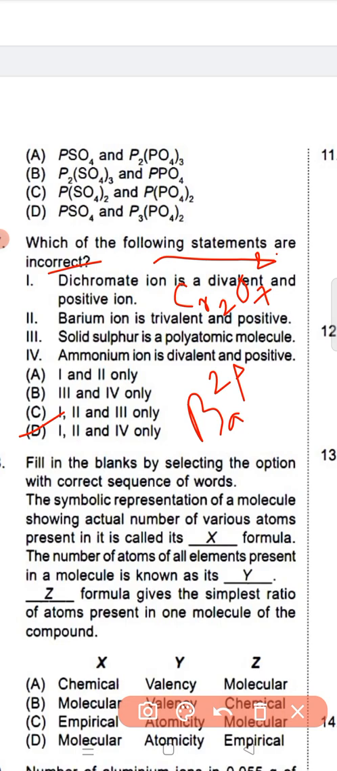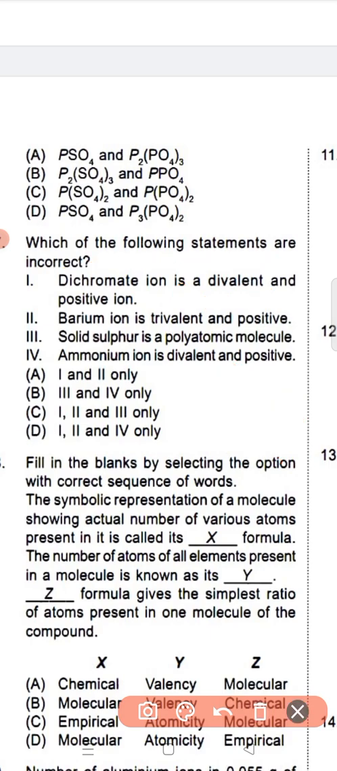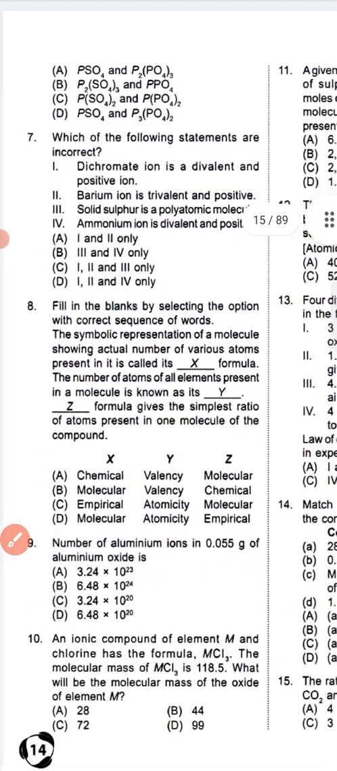Solid sulfur is a polyatomic molecule, it is correct. Ammonium ion is divalent and positive? No, it is monovalent, NH4+. It is monovalent and positive. So for question number 7, option D is the correct answer. Now question number 8.